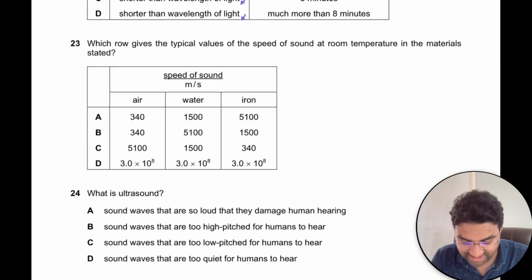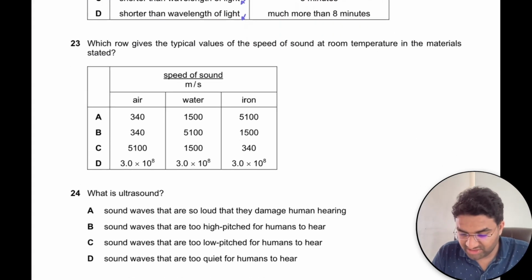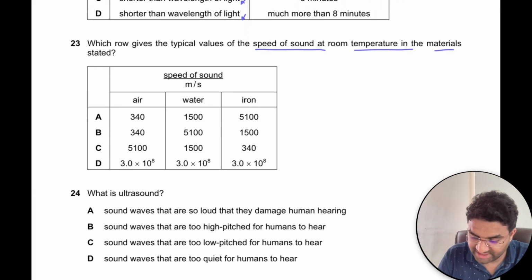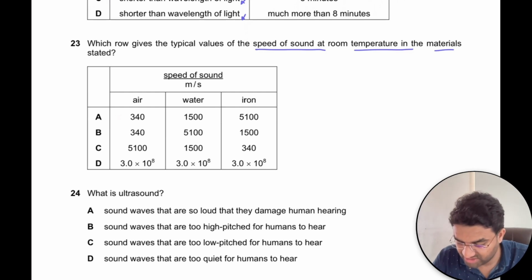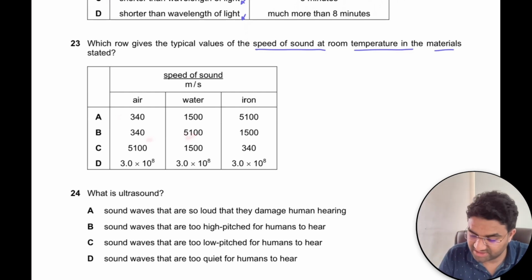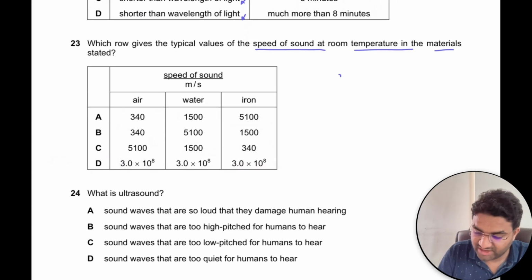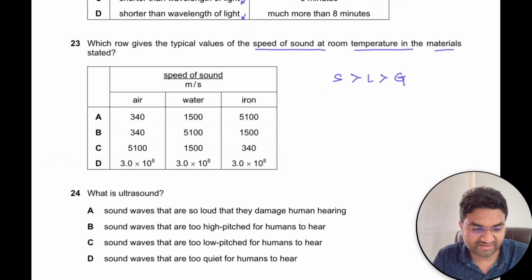Next: which row gives the typical value of the speed of sound at room temperature in the material stated? The speed of sound in air, water, and iron. The options given are 340, 1500, 5100; 340, 5100, 1500; then 5100, 1500, 340; and option D is the same, 3 times 10 to the power of 8. If you look at this, the correct order is solid greater than liquid greater than gas or air. This is the sequence of order.